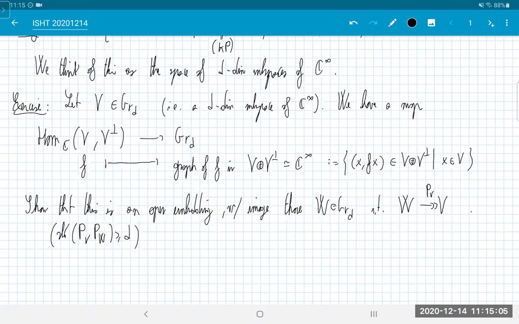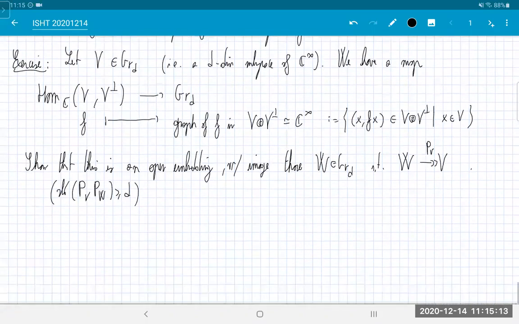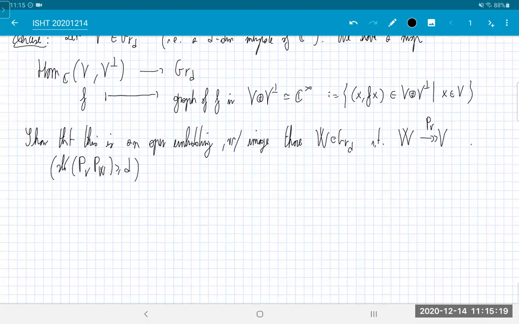This Grassmannian secretly will be a model for BU(d), by the way. That's why I'm introducing it. A geometric model for BU(d). But that proof, I don't think we're going to get to that proof later. But we can do the first part.